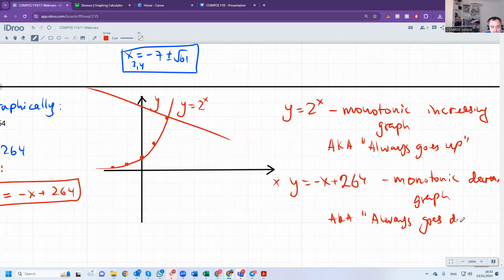How well do you understand what I mean when I say it always goes up and it always goes down? Do you understand what I'm talking about? Please let me know. I'm happy to go through it again.